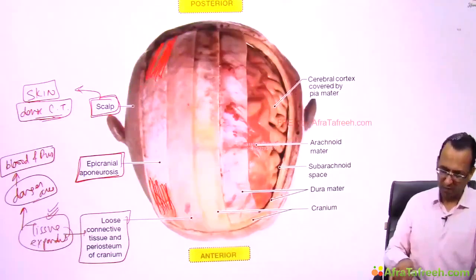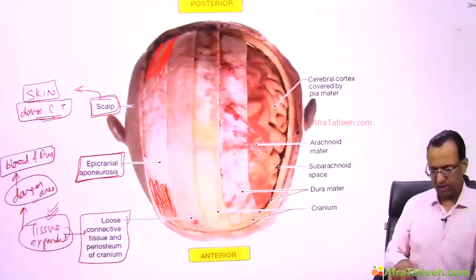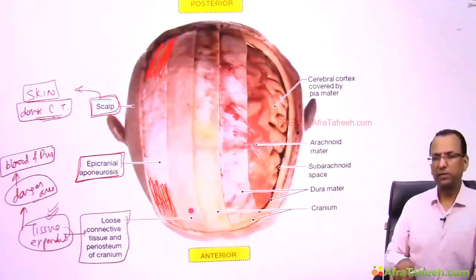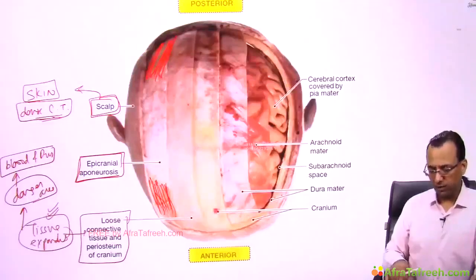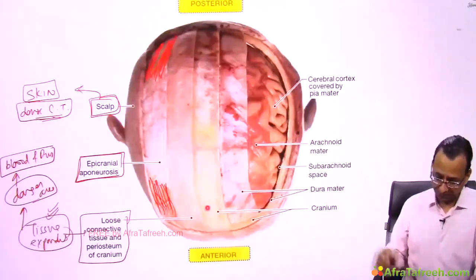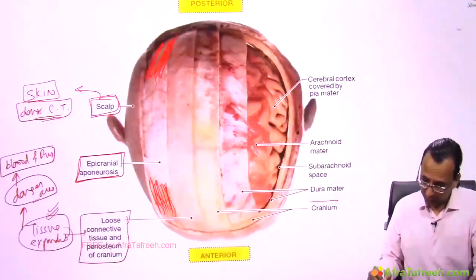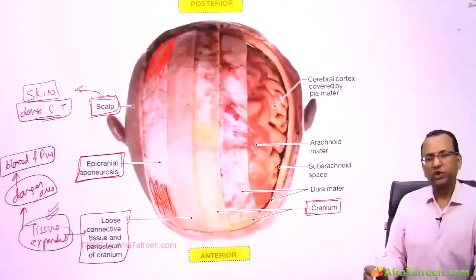I don't understand. Let us have another diagram for that. Yes, one more diagram is coming, but wait. This is the danger area. What is deep to that? The last one. Who is the last one? That is the periosteum, which will be covering the skull bone itself.